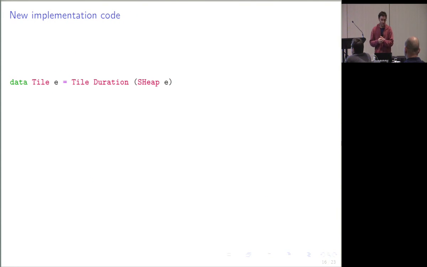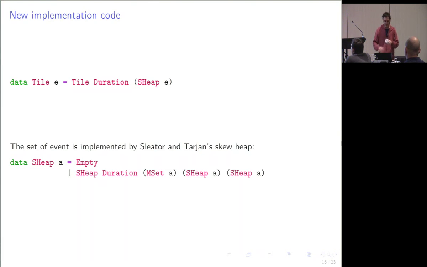For the code, which is just a pretty straightforward implementation, the duration is a type synonym for rational, actually, and SHEAP is Slater and Sargent's QWIP. It's a binary tree where the nodes are indexed by the duration, and they embed a multi-set of events.